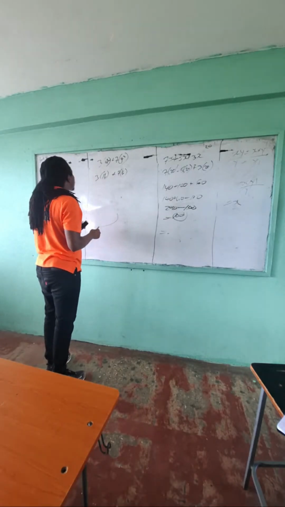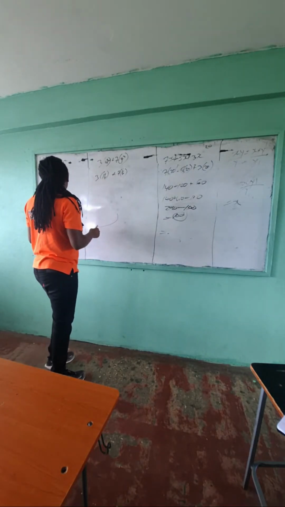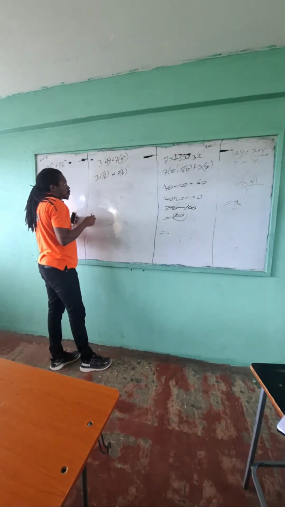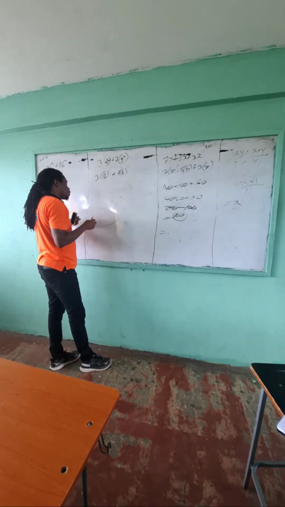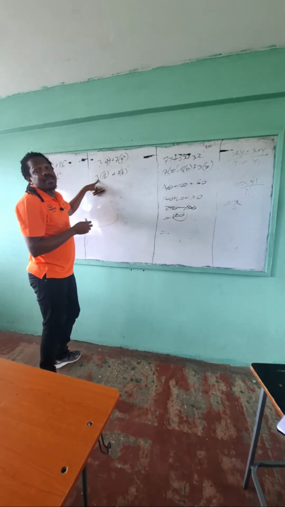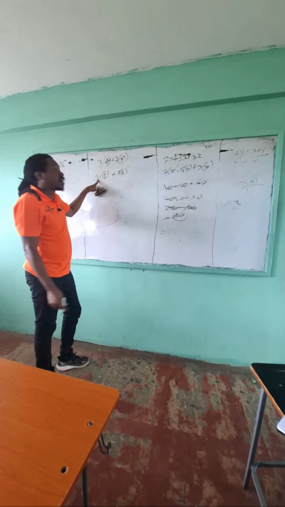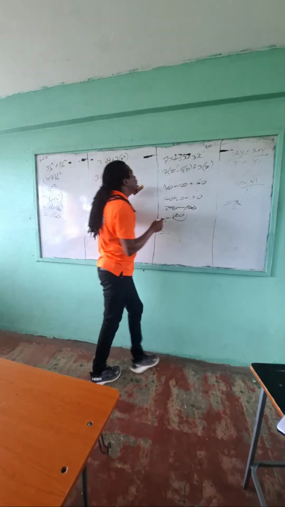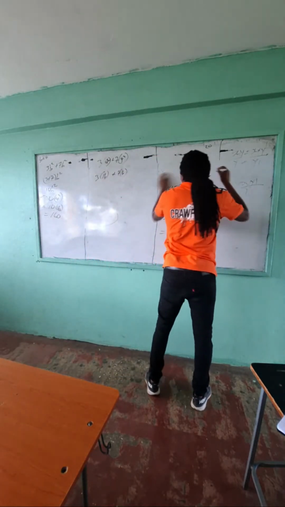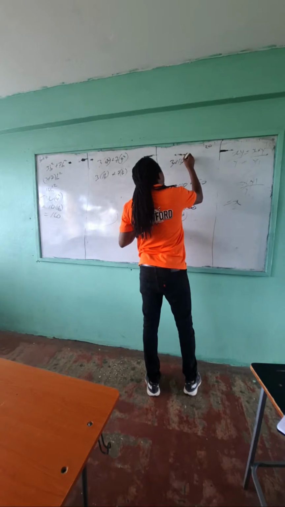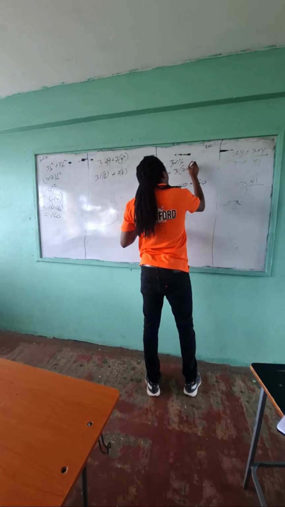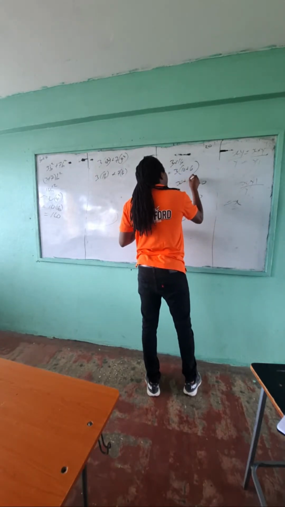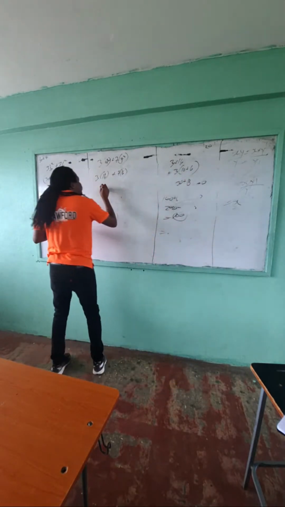3 times 16. All right, 3 times 16 is 3 times 10 plus 3 times 6. We have to go back to it. 3 times 16 is equal to 3 bracket 10 plus 6, which is equal to 3 times 10 plus 18, which equals 48.